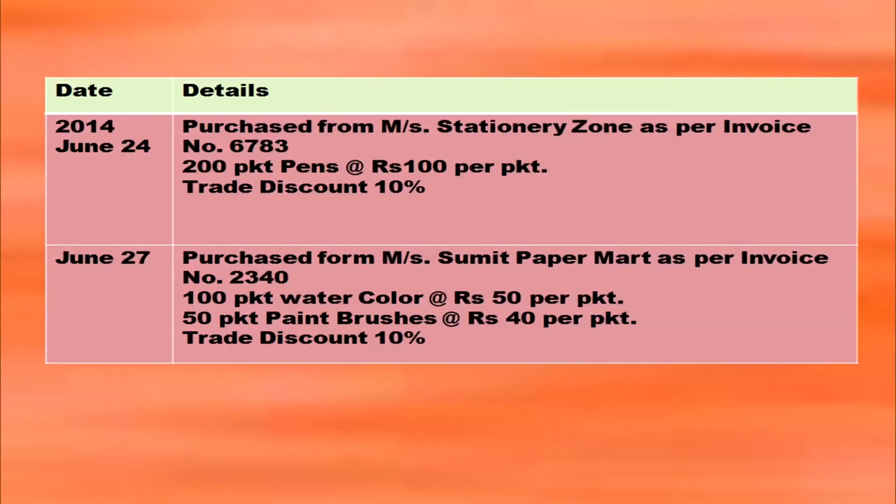Then we have one more transaction relating to purchase returns. So, we have to open the purchases returns book also in this question. Some more transactions relating to the purchase. Messrs. Stationery Zone, 200 packet pens are purchased. Trade discount at 10%. June 27, purchase from Messrs. Sumit Paper Mart, 100 packet watercolor and 50 packet paint brushes. Here also trade discount is mentioned. So, we have to prepare 1 purchase returns in the previous slide and 2 purchases of this slide.